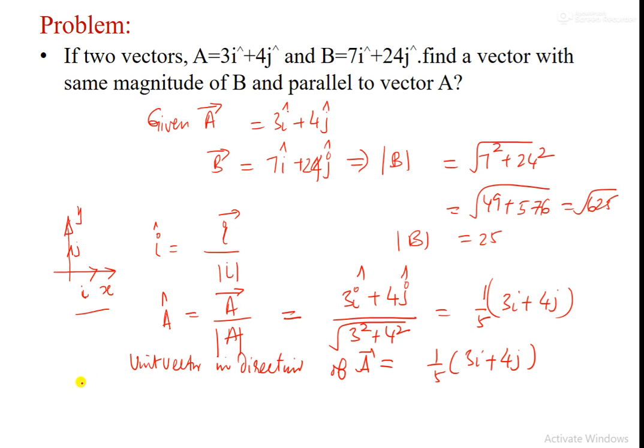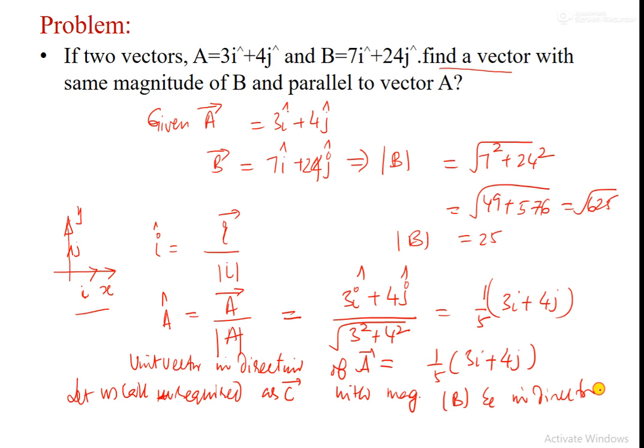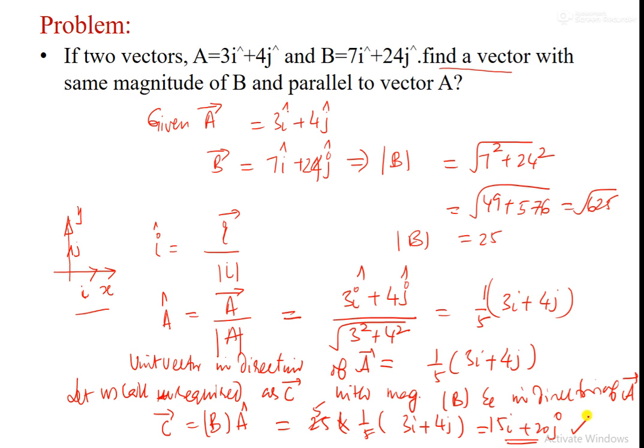So if you now want to find a vector in the direction of A with magnitude B, let us call that vector the required vector C, with magnitude B and the direction of the unit vector A. That is, C is equal to B into the unit vector A, that is equal to 25 into 1/5 of (3i plus 4j), that is equal to, because this is 5, 5 into 3, 15i plus 20j. So this is your required vector. Okay.